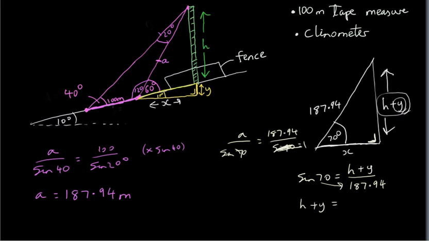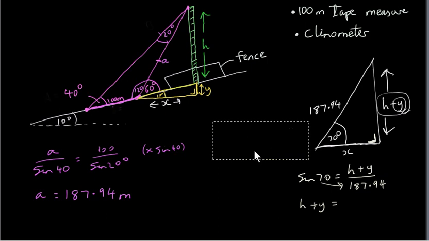So the sine rule will work for any triangle. We could apply it here, so you don't even have to be memorizing your ratios for a right angle triangle. You can just apply the sine rule. Okay, so we multiply 187.94 by sine 70. That's 176.6 to 2 decimal places actually. So that's h plus y.